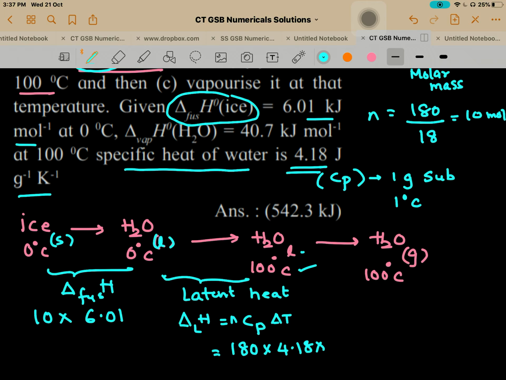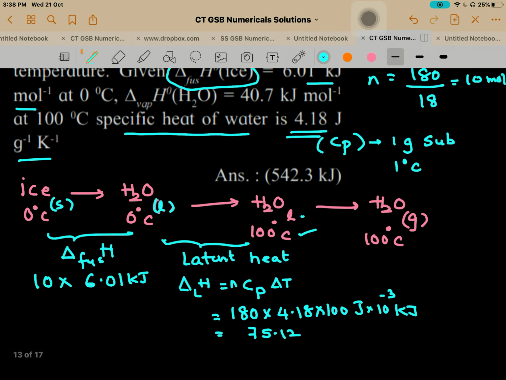You see, this is 100 and this is 0. So 100 minus 0 is 100. Right? This is in joule. This value you'll get in joule. And you see this 6.01 is given in kilojoule. So therefore we need to convert this to kilojoule. So multiply by 10 raised to minus 3 will be kilojoule now. Hope this is clear, right? And this will give you 75.12. Clear at this part?